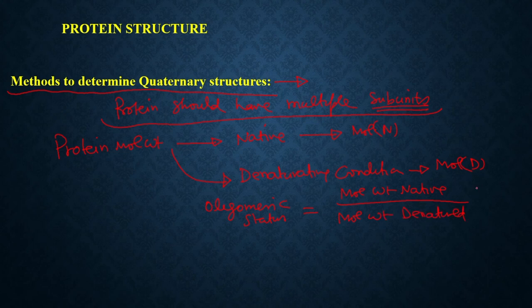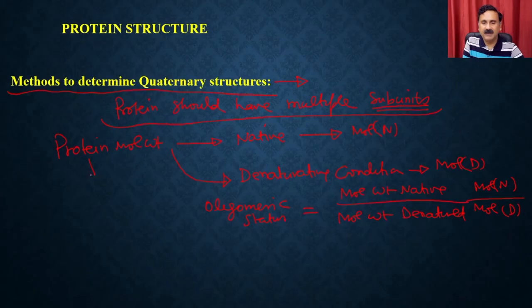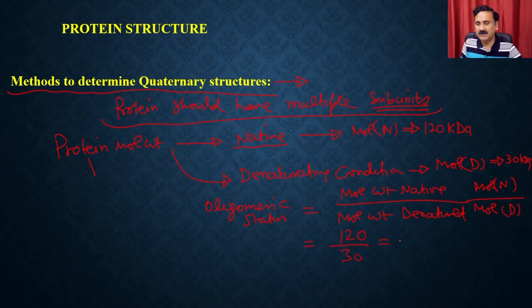For example, molecule n versus molecule d. Let's take an example. If I have calculated the native molecular weight as 120 kDa, and I have calculated the denatured molecular weight as 30 kDa, then the oligomeric status would be 120 divided by 30, which is 4, which means it's a tetramer.